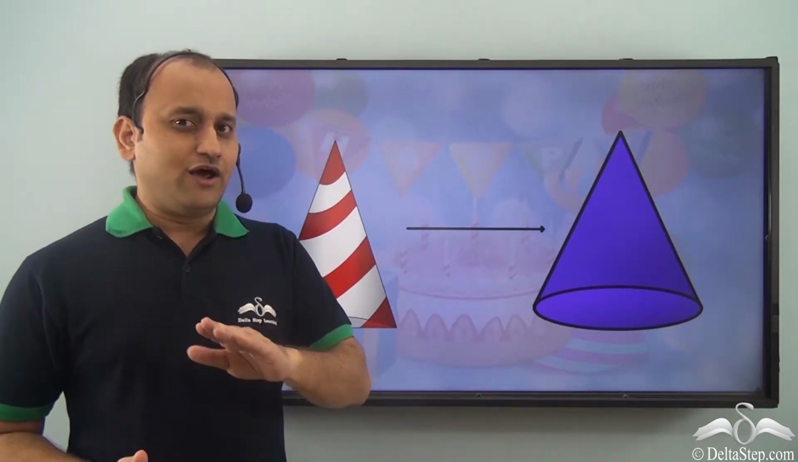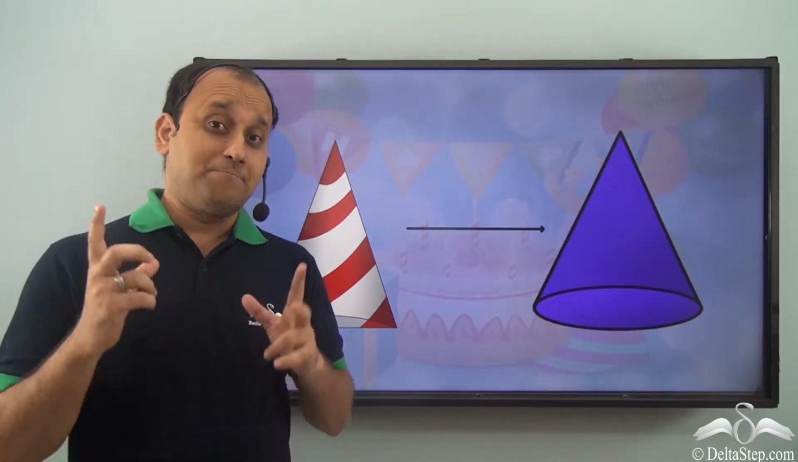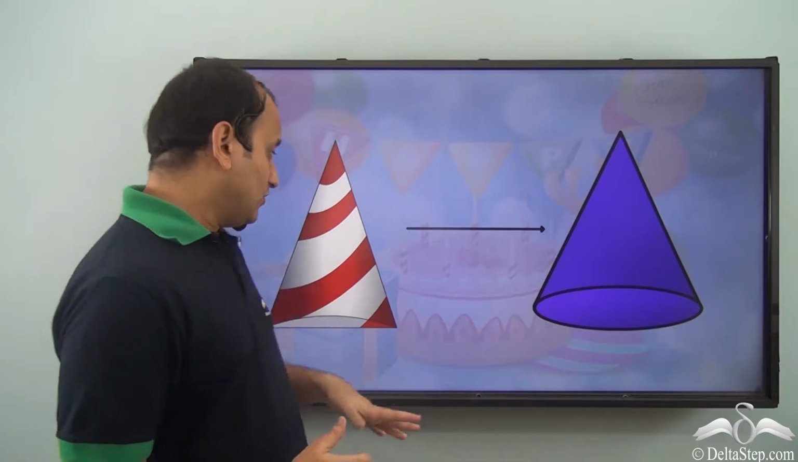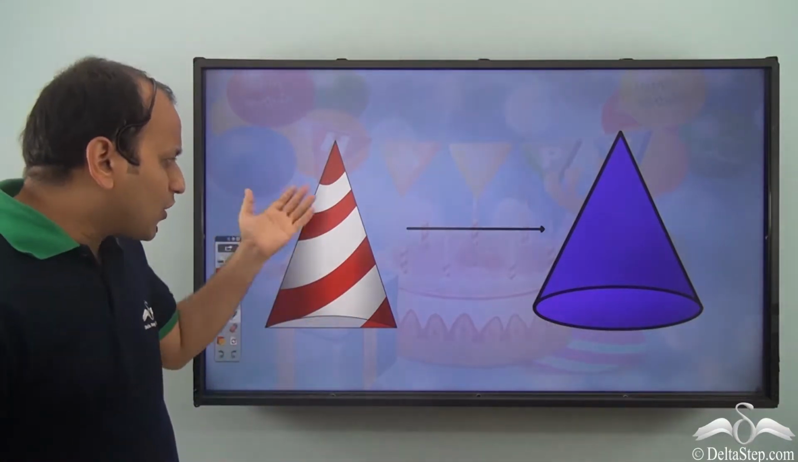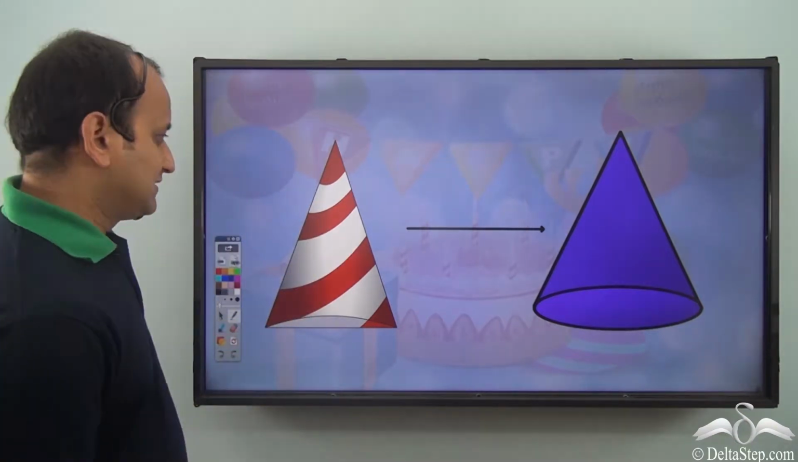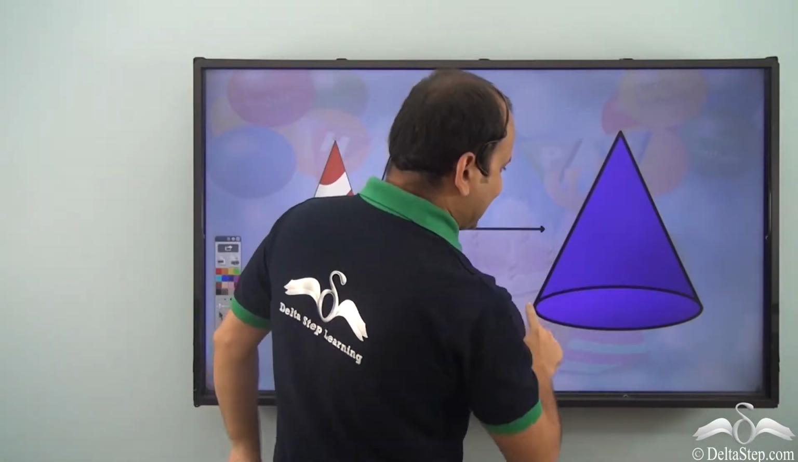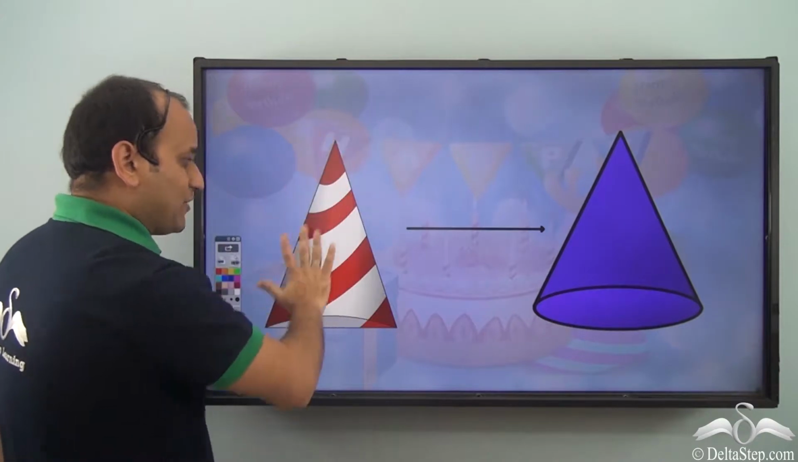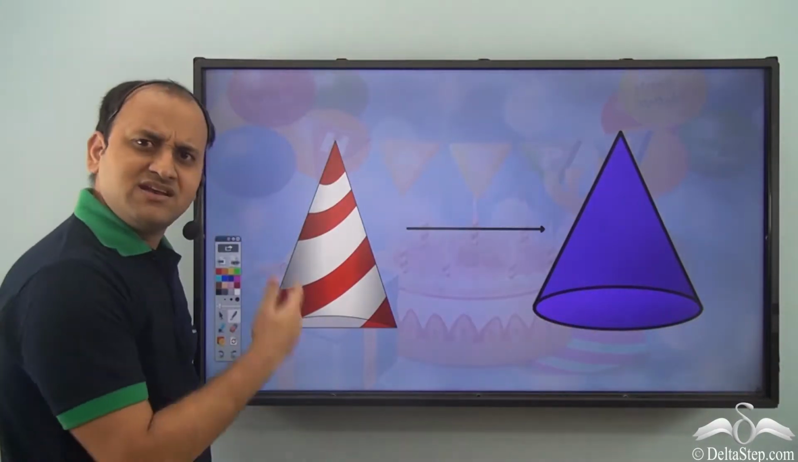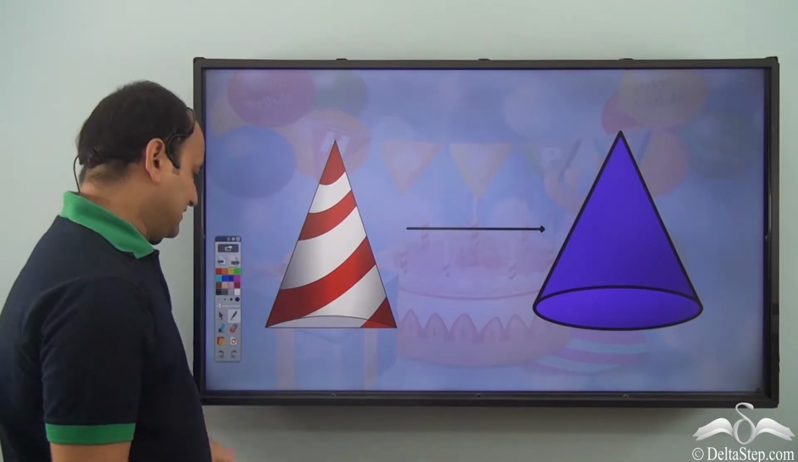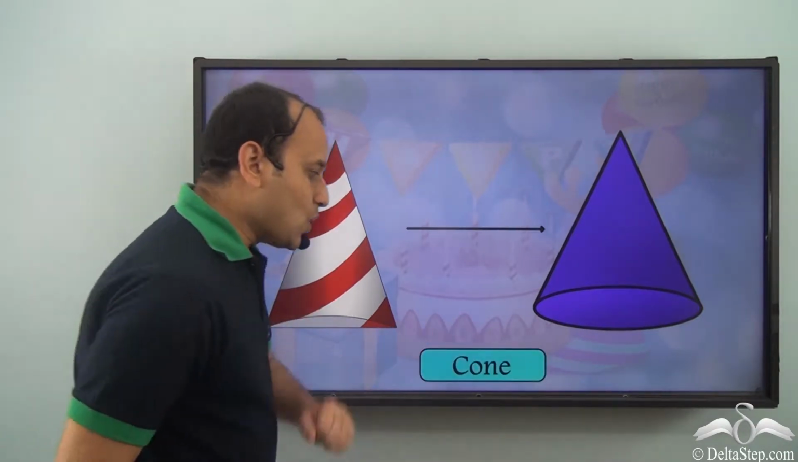Now, first of all, what is the most common thing in a birthday party? A party hat, isn't it? Now, this is a party hat. But what do we call this shape? Well, this exactly resembles the shape of the party hat. And what do we call this shape? What is the name of this shape? Well, this is called a cone.